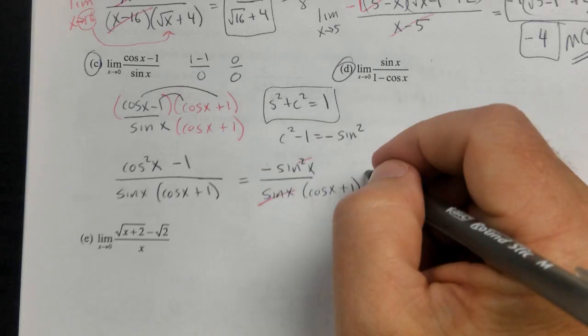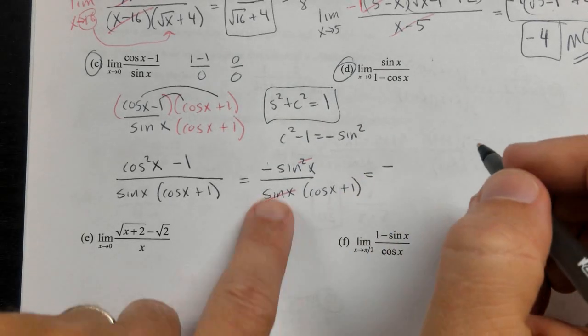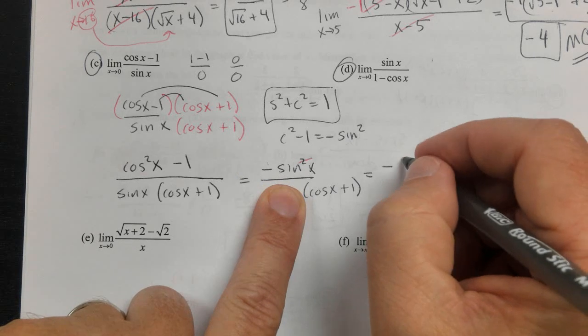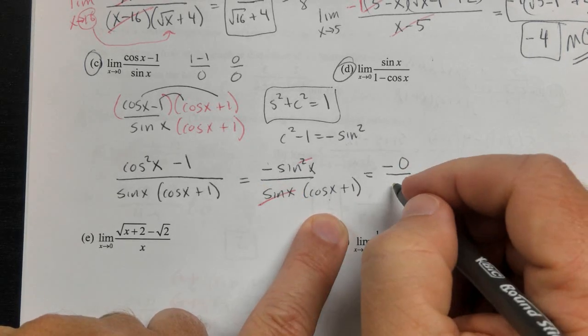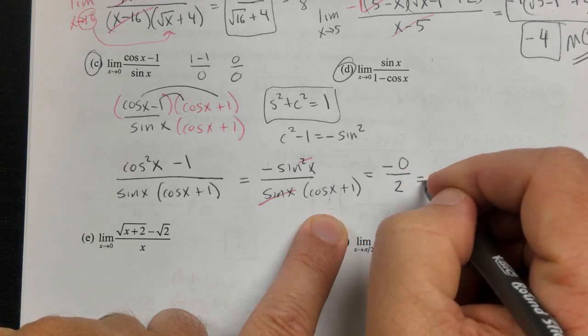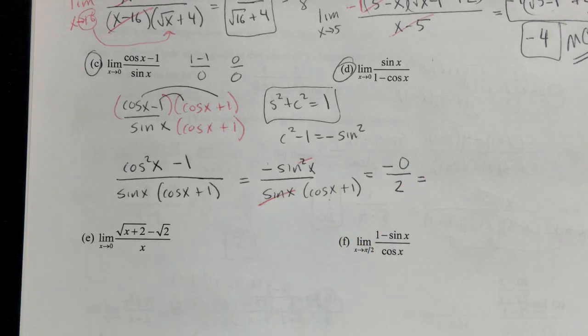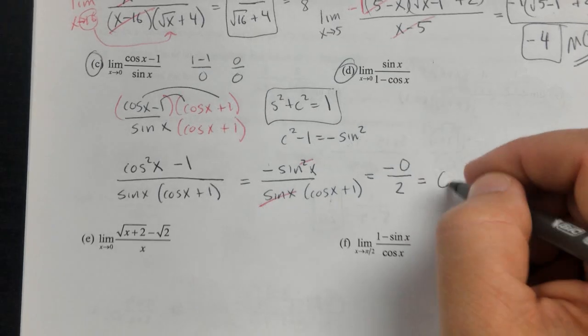And then we substitute again. So sine of 0 is 0. Cosine of 0 is 1. 1 plus 1 is 2. Is this an okay answer? Is it okay to get 0 on the top? Yeah, so our answer is just 0.